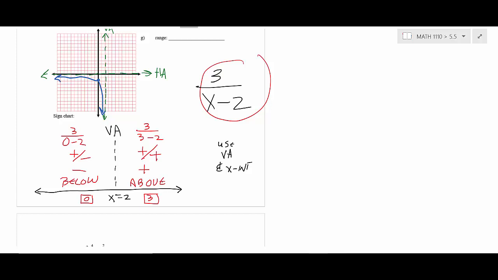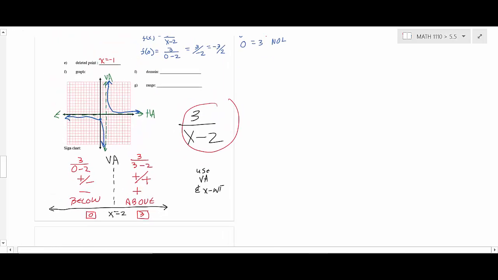All you got to do is just kind of sketch it. It doesn't have to be perfect, but just the idea. So make it go towards the asymptotes this way, and then just kind of connect the dots. Okay, if you got the shape down, that's good enough for me at this stage of what we're doing.